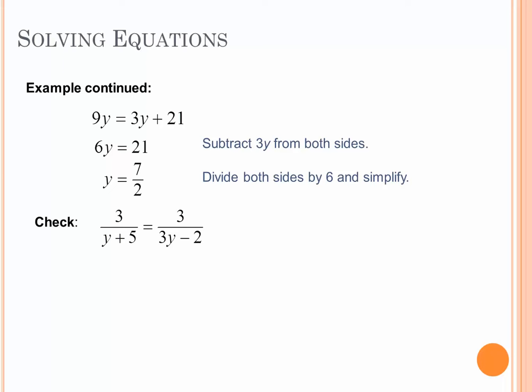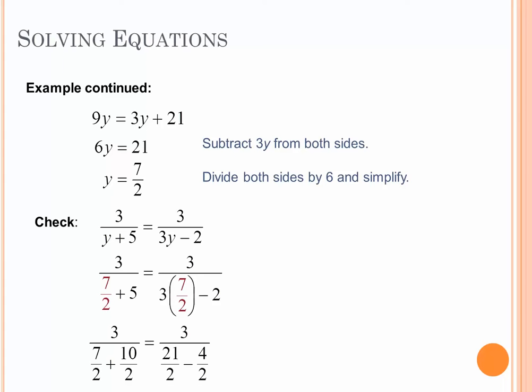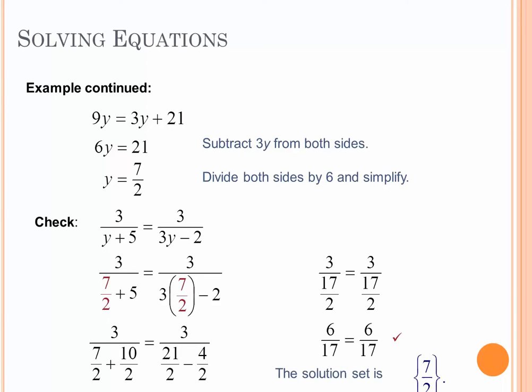Now we check our solution. Plug in the 7/2 for y, and make sure the left side equals the right side. Gather up some common denominators on both sides. Remember rules of fractions. And the left-hand side equals the right-hand side. So we can conclude that our solution set is 7/2.